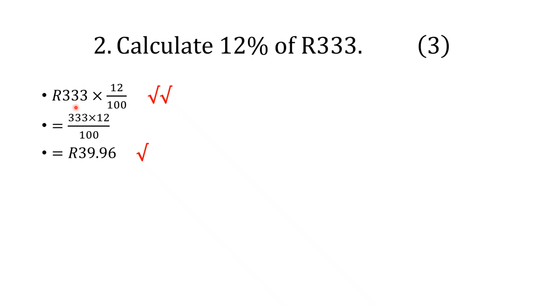From there it becomes 333 times 12 divided by 100, which then gives me 39 Rand 96. That there is 12% of 333. So take note, these calculations in reality would say calculate 12% discount or prices increased by 12%, etc. Right? Let's look at the third question.